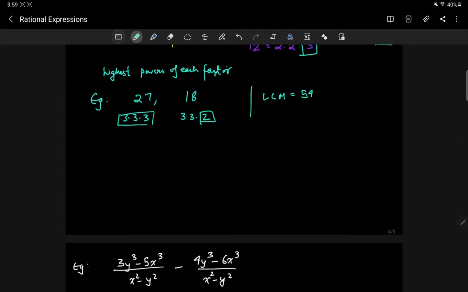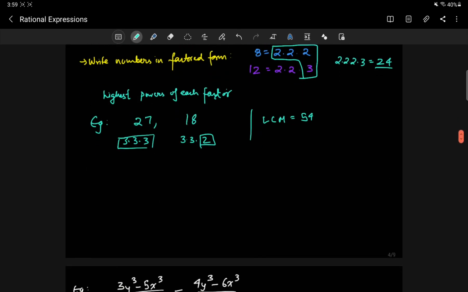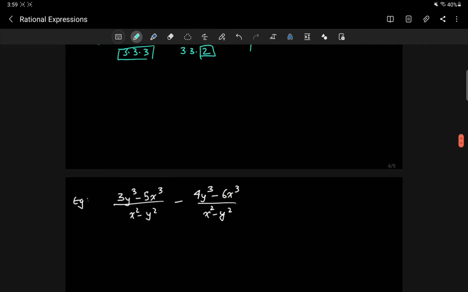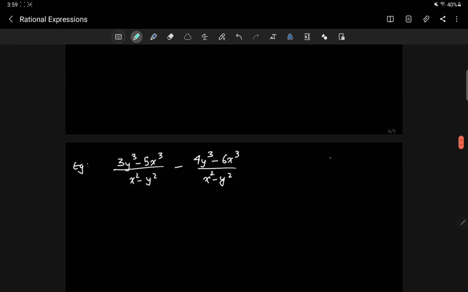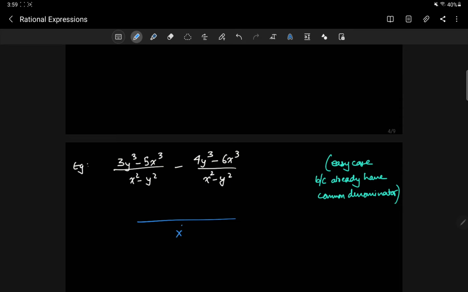Now we can extend this to rational expressions, right? So let's do a subtraction. The rational expressions, this is the easy case. Easy case because they already have a common denominator. Okay, x squared minus y squared is already a common denominator. So this comes out to x squared minus y squared.